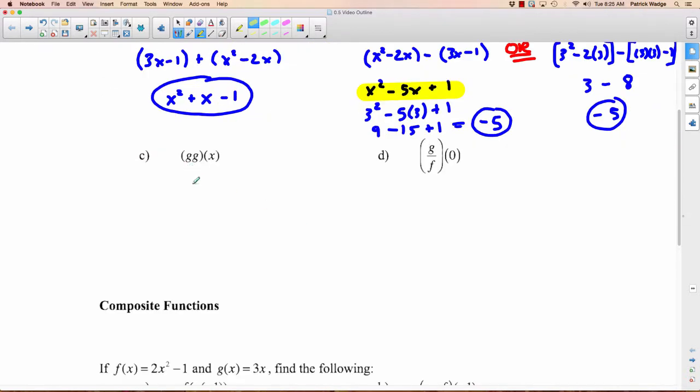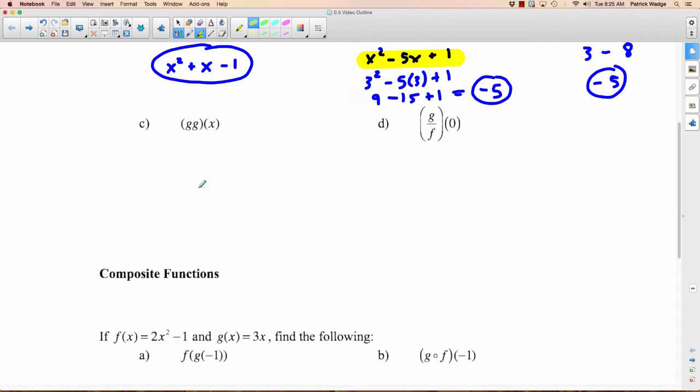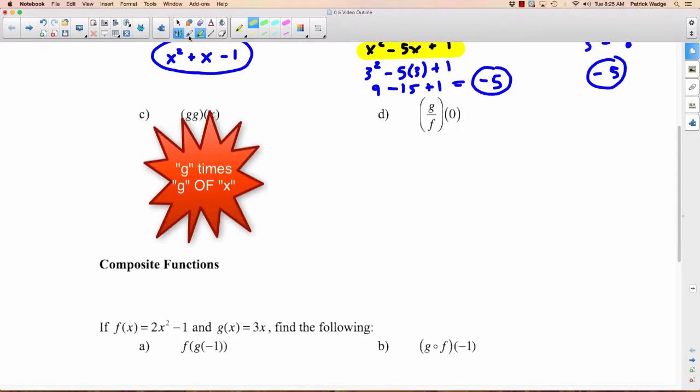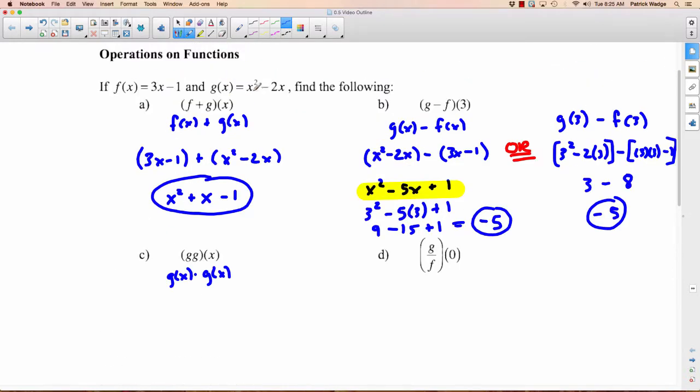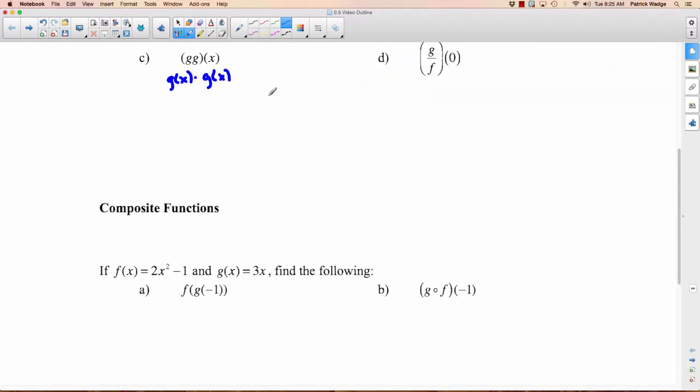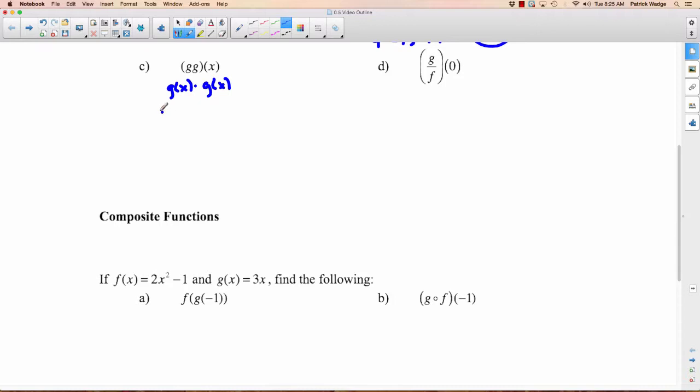Okay, g g, I love it. g g of x means g times g of x. And g times g of x is the same as g of x times g of x. So all we're going to do is take g of x, which is x squared minus 2x, and we're going to multiply it by another g of x, x squared minus 2x.